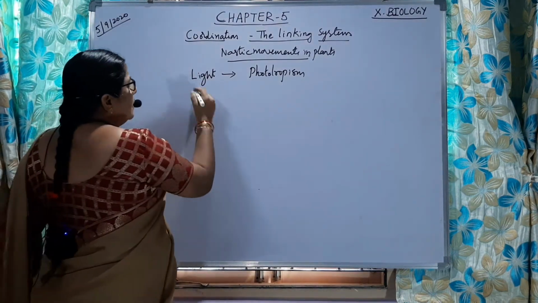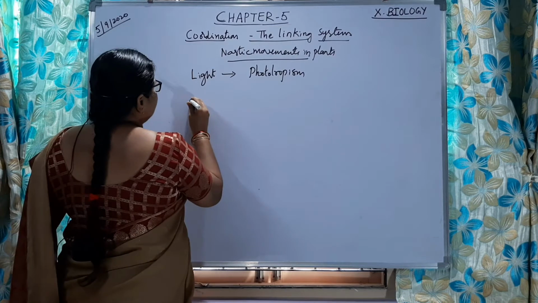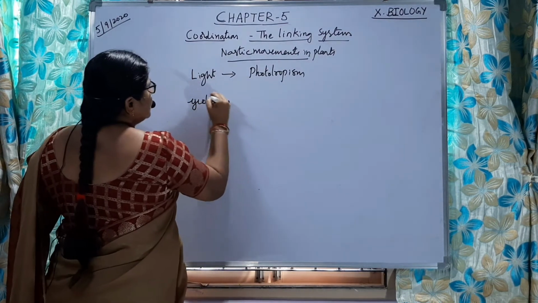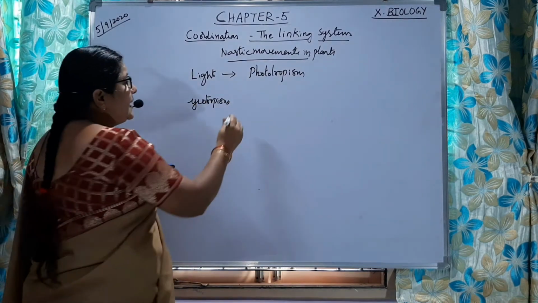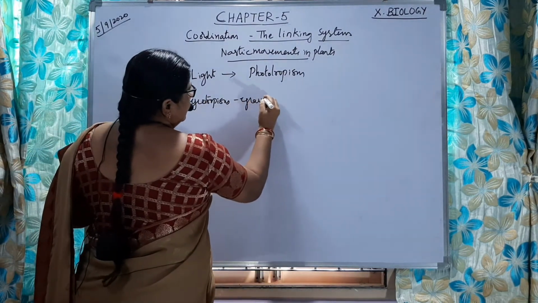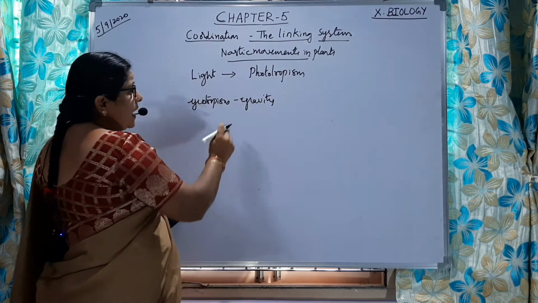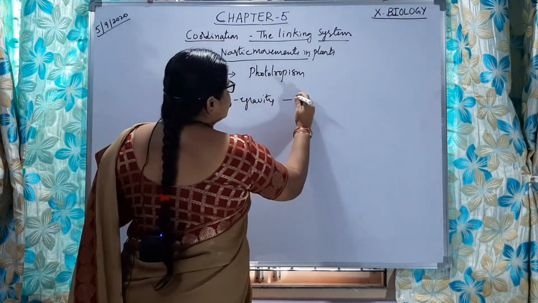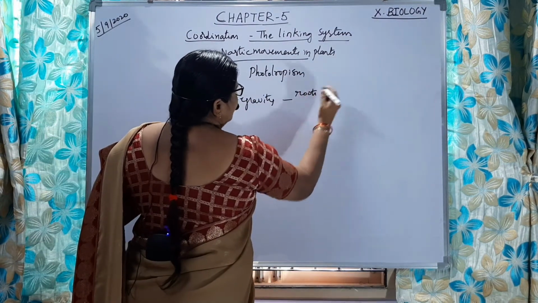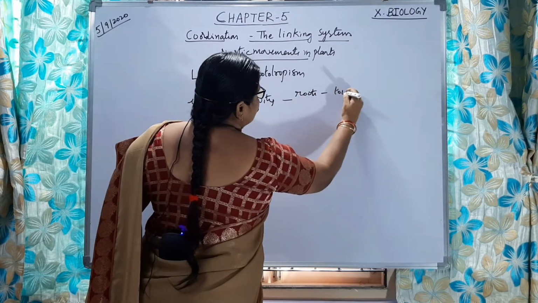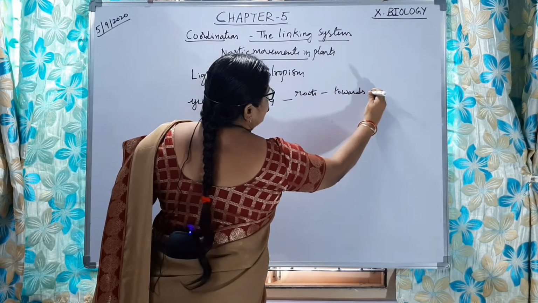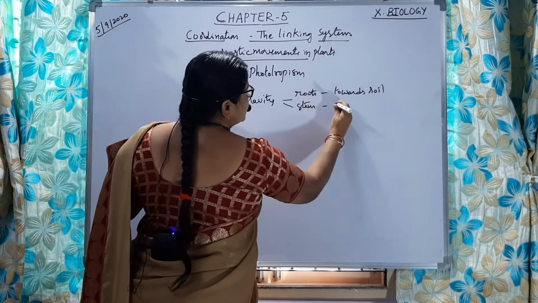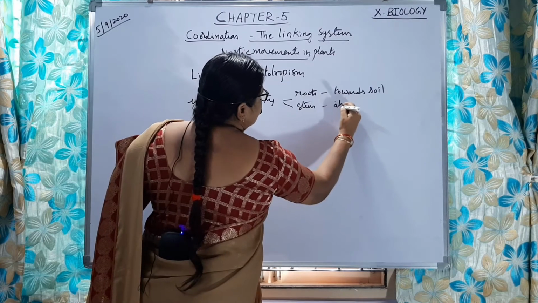Next, if we take geotropism, what does it mean? Gravity is the stimulus, and towards gravity the plant parts are growing. You know that the roots grow towards the soil and the stem portion grows above the ground.